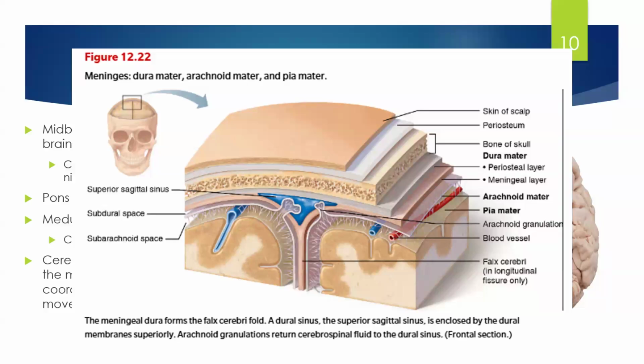And then right here, in between our skull and the dura mater, we have the epidural space. So bone of skull, dura mater, right here, epidural space. There are blood vessels, loose connective tissue, and fat to provide padding.